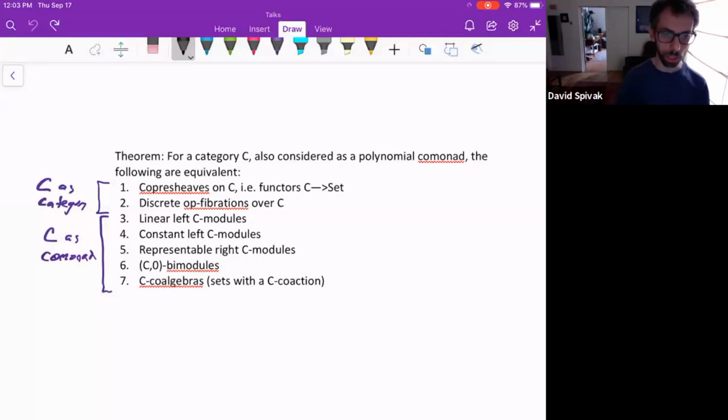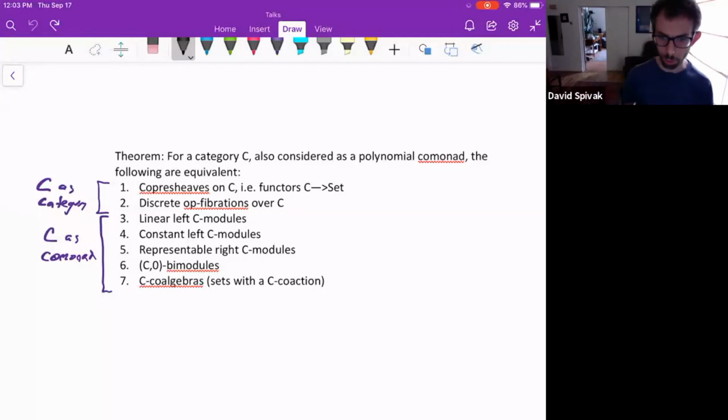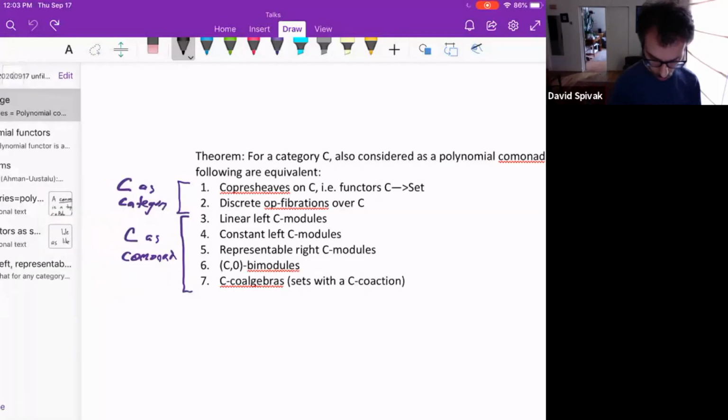And a constant left C module, a constant polynomial is one of the form like 43. So if you have a constant left C module like 43, that'll turn out to be a copresheaf on C with exactly 43 elements. Representable polynomial functor is one of the form y to the a. If y to the 43 has a right C module structure, then there is a C set, a functor from C to set, with 43 elements. It's also C0 bimodules and C coalgebras. So if I have time, I'll get to this too.